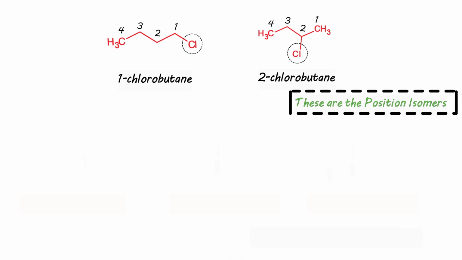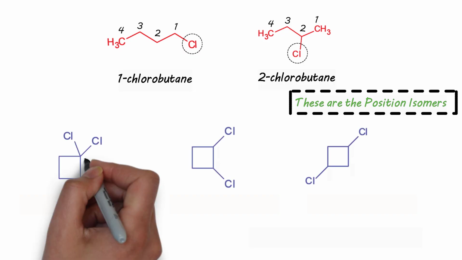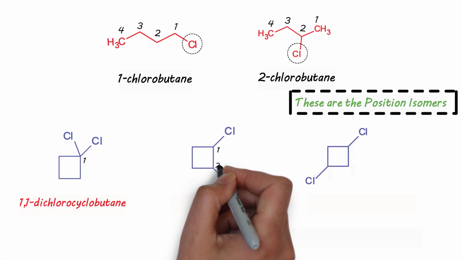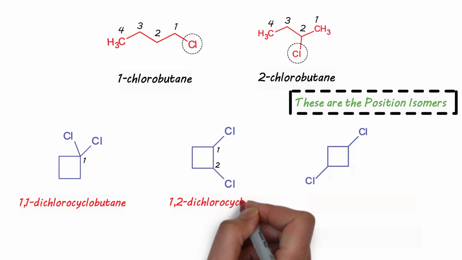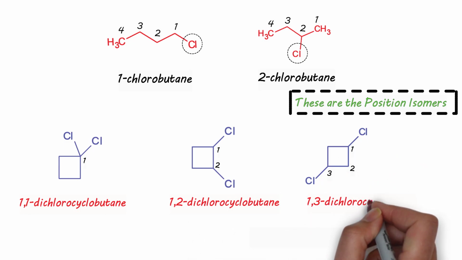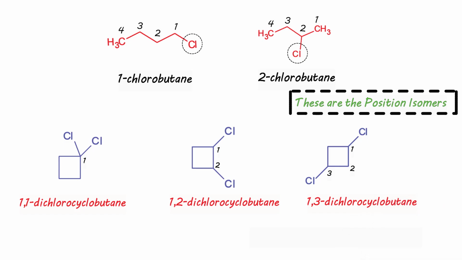In the next example, we have the following cyclic molecules. The first molecule is 1,1-dichlorocyclobutane, the second is 1,2-dichlorocyclobutane, and the third is 1,3-dichlorocyclobutane. Clearly, in all of these examples, the mother chain is the same, that is cyclobutane. All the three molecules contain the same functionality, but all of them differ in the position of the chloro groups. Clearly, these are the position isomers.